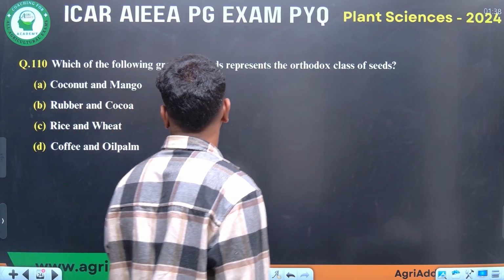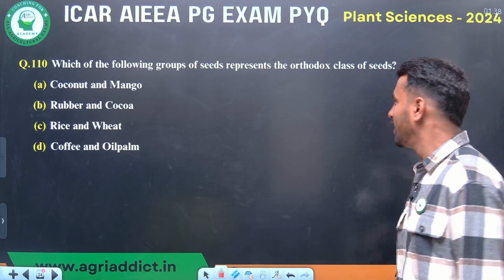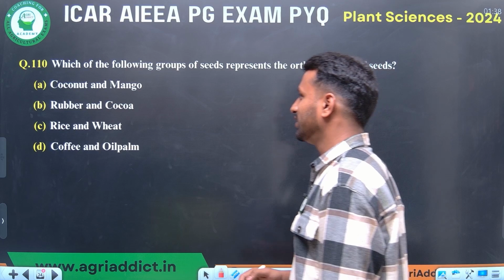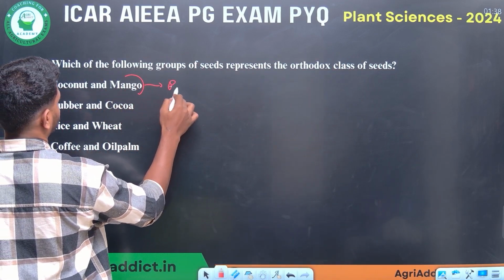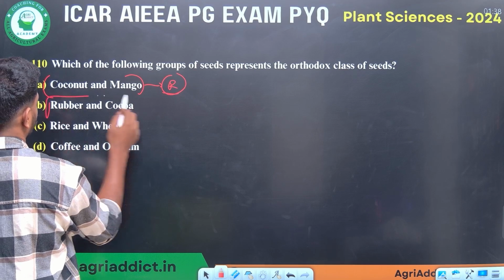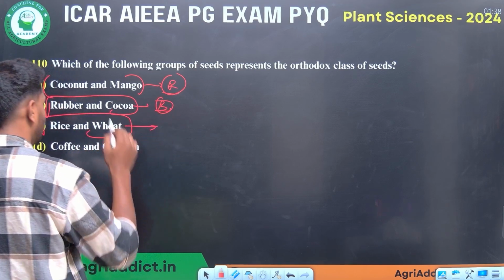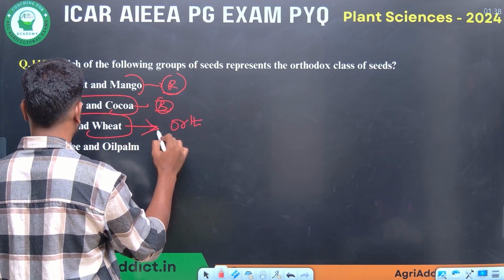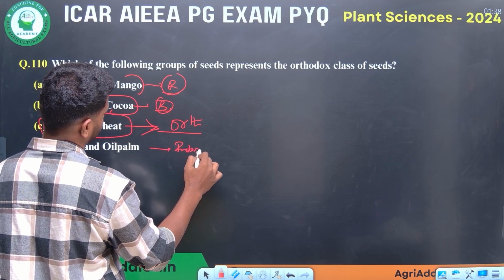Okay, the next one. Which of the following groups of seeds represented the orthodox seeds? Whatever we have discussed in the previous slide, the same question has been asked. Let's try to classify it. The first one, the coconut and mango. This is recalcitrant. We already know it from the previous slide. Rubber and cocoa. This is also recalcitrant seeds. And rice and wheat. Just by observing this, we can tell that cereals. So this is under orthodox seeds. And the last, the coffee and palm. It is under the intermediate category.